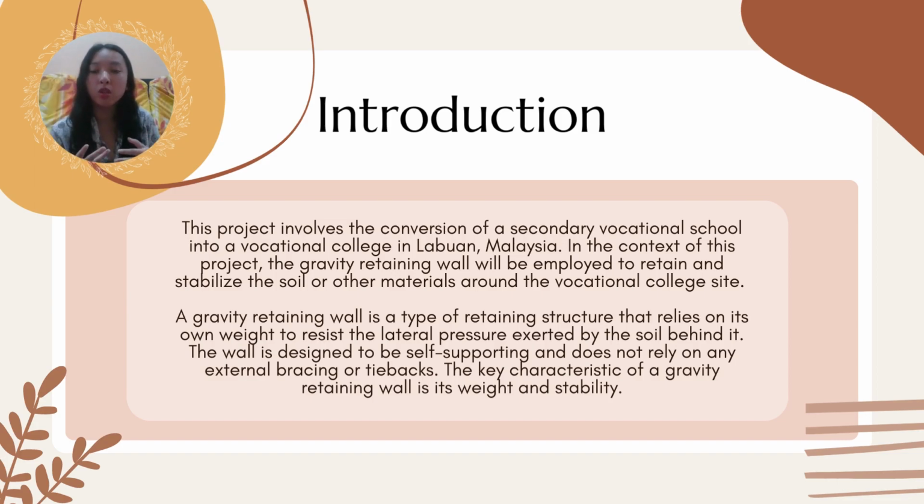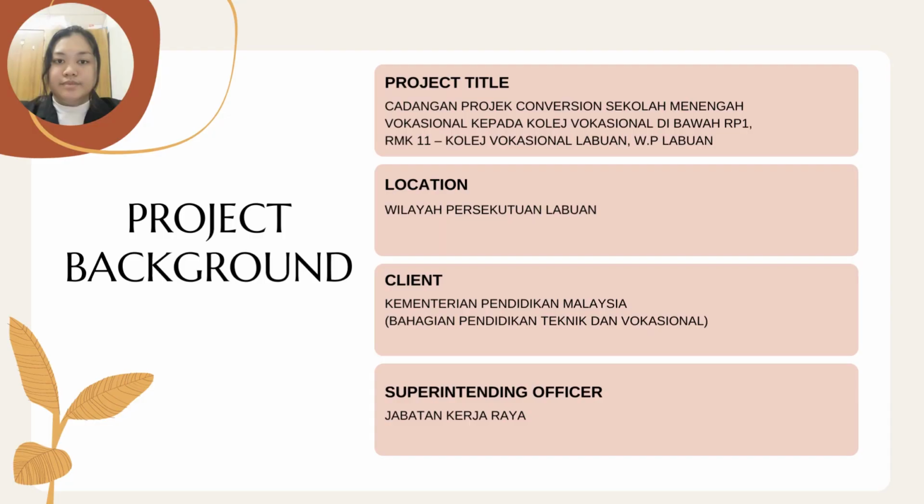A gravity retaining wall is a type of retaining structure that relies on its own weight to resist the lateral pressure exerted by the soil behind it. The wall is designed to be self-supporting and does not rely on any external bracing or tiebacks. The key characteristic of a gravity retaining wall is its weight and stability.